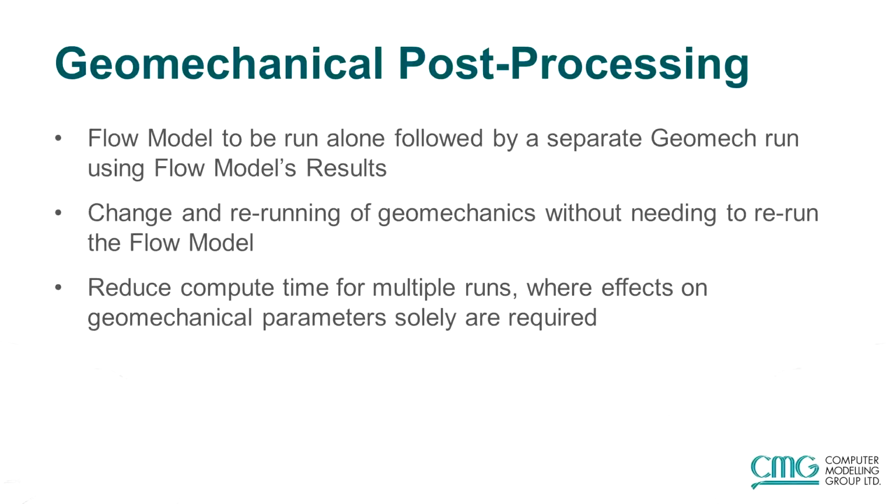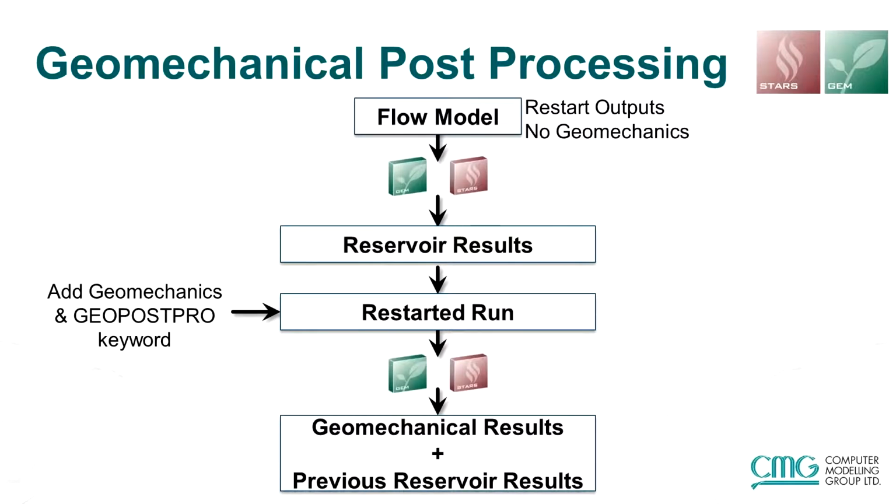Geomechanics can continue to use the pressure and temperature from your reservoir simulation and just run the geomechanical part very quickly in a one-way coupled mode. By doing that, it reduces the compute time for many, many runs where you only need the effect of geomechanical parameters on something. The workflow for that particular feature works like this. You have your flow model with the restart outputs but without any geomechanics, and you have run it in GEM or STARS and obtained reservoir results.